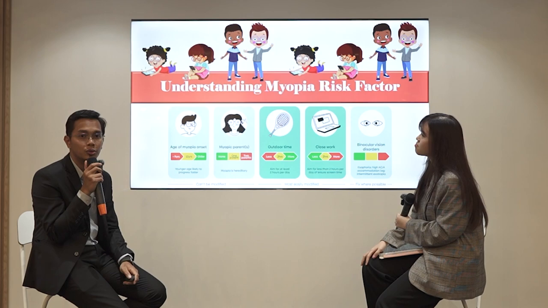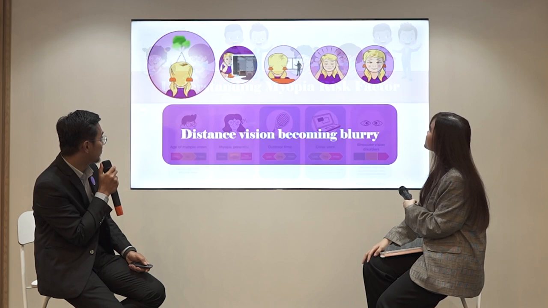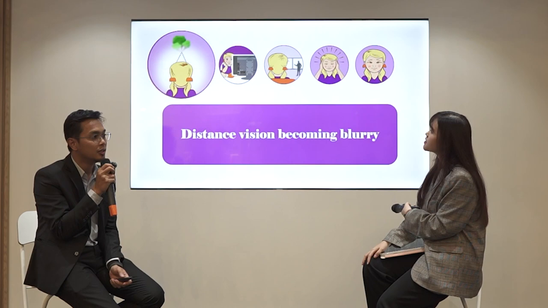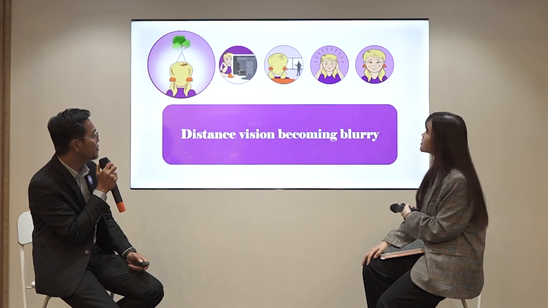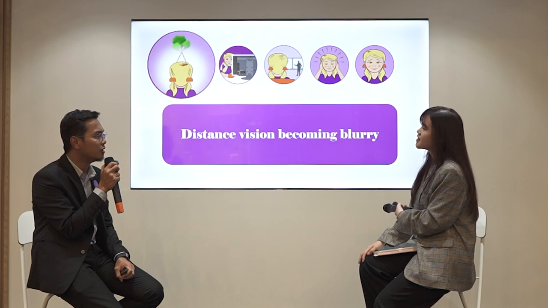Now, these are the symptoms of myopia or short-sightedness. If you as a parent notice your kids have these 5 symptoms, immediately take them for an eye check. The first is distant vision becoming blurry. Normally they will complain to you, I cannot see far.